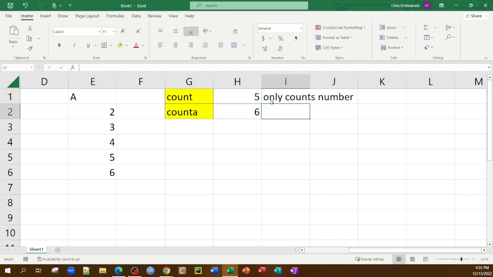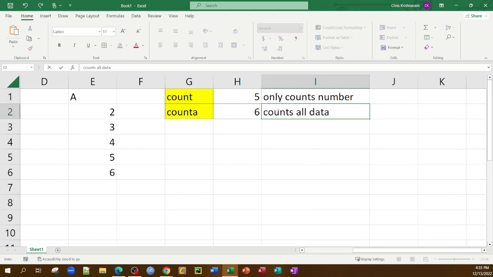So COUNT only counts numbers. Please remember that. COUNT only counts numbers. So that's why this one dropped to 5. Whereas COUNTA counts all data. COUNTA counts all data. So that's why this is still at 6.